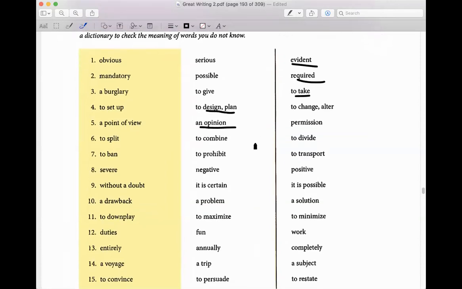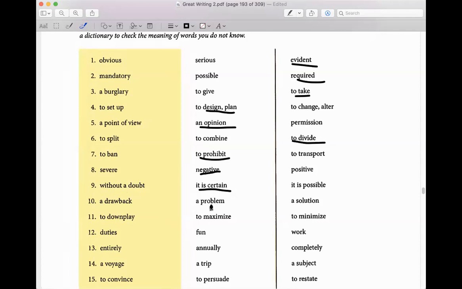If you split something, you are dividing it. Like, let's split this pie in half. You take half and I'll take half. We are dividing it. If you ban something, that means someone is not allowed to do something, so you are prohibiting it. Severe. Something's very severe that has a negative connotation to it. Without a doubt. There's no doubt, so then it is certain.